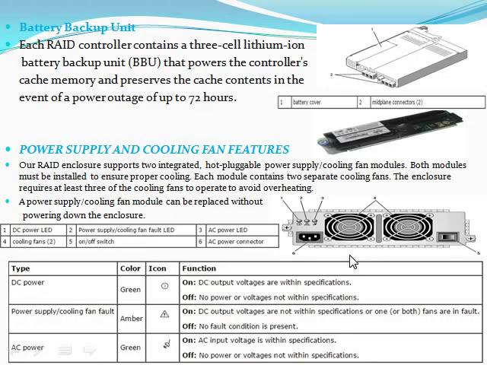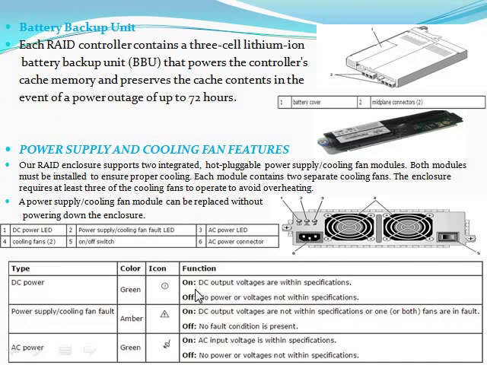A power supply and cooling fan can be replaced without powering down the enclosure because it is redundant. Here are the LED indications and the rear view of the power supply and the cooling fan module. First one is the DC power LED. When it is green, it means the output voltages are within specification. When off, it means no power or voltage not within specification.